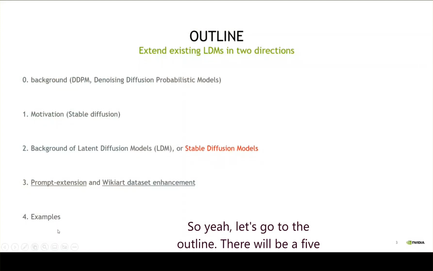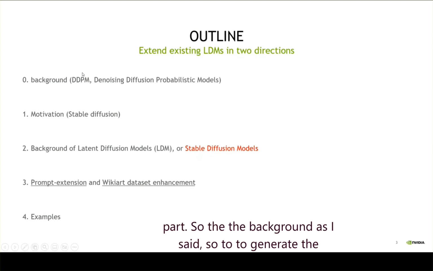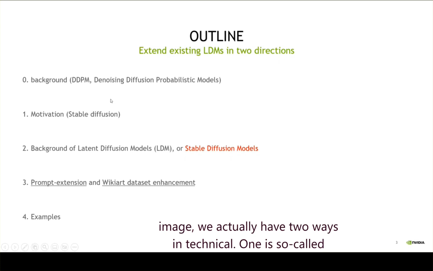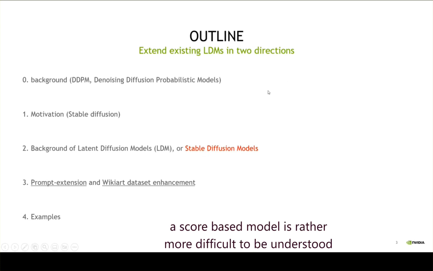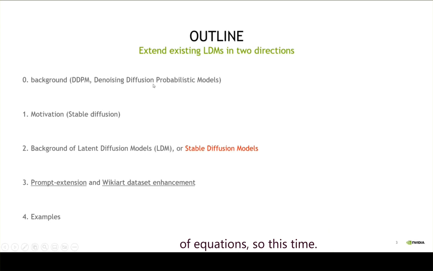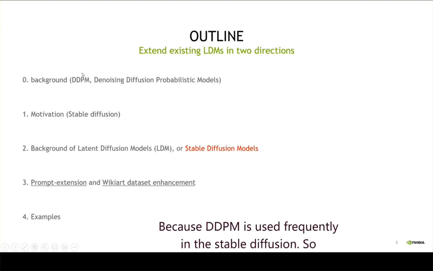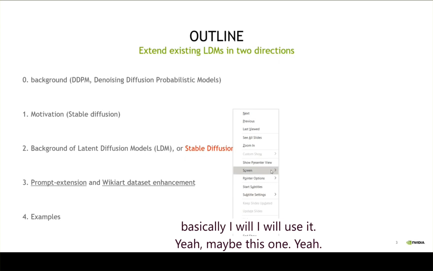There will be 5 parts. First, the background, as I said. To generate the image, we actually have 2 ways technically. One is so-called DDPM, and I will focus on DDPM. The second is the score-based model, which is rather more difficult to understand because of the equations. This time, because DDPM is used frequently in stable diffusion, I will use it.